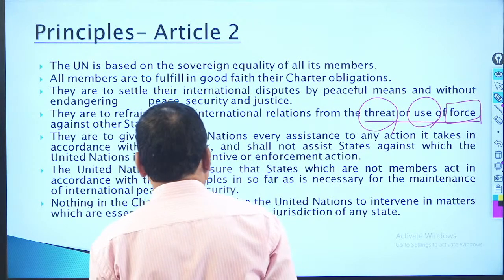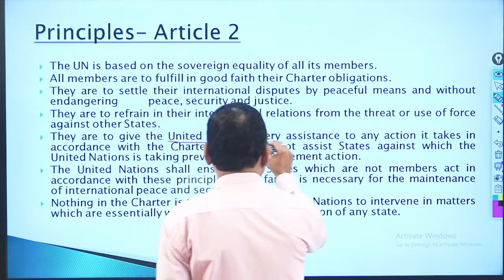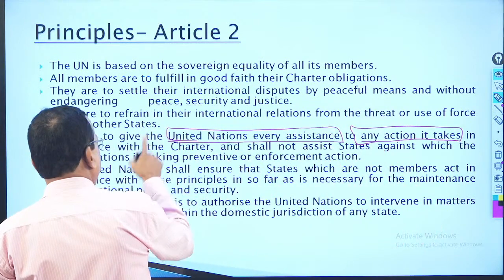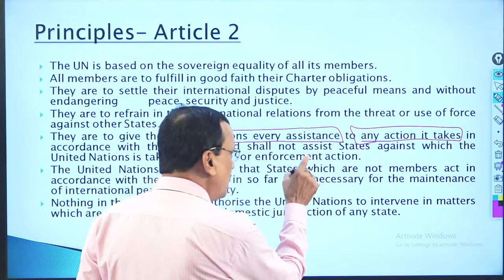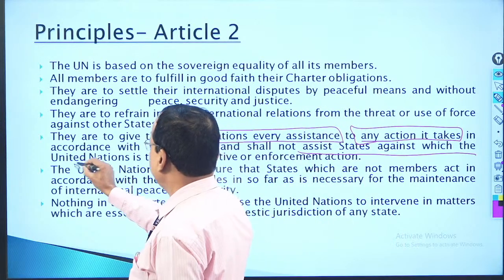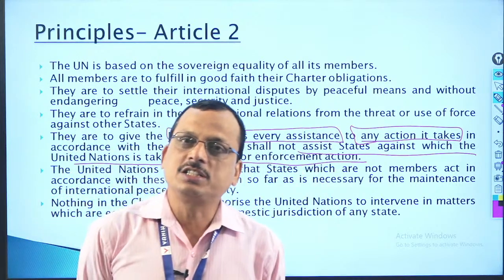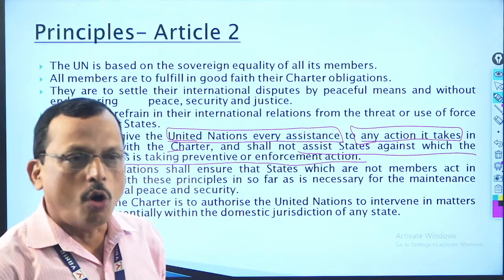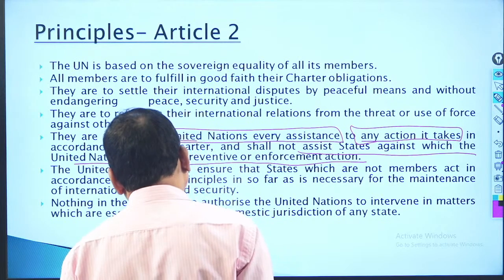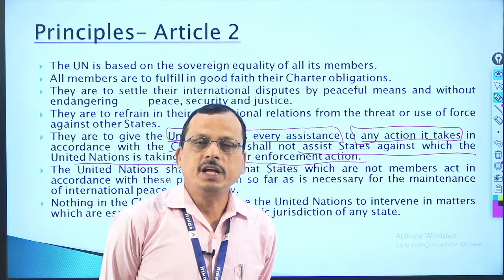The principle of the United Nations says that they refrain in their international relations from the threat or use of force. Fine. So moving further, the next principle said by the United Nations is to give the United Nations every assistance in any action it takes. Try to understand how I am dividing this. Give every assistance to the United Nations in any action it takes in accordance with the Charter, and shall not assist states against which the United Nations is taking preventive or enforcement action. If the United Nations is taking action against any state, state here means country, so all other members must provide their support to the United Nations, and none should try to support that country against whom the United Nations is taking action for violating international peace and security.